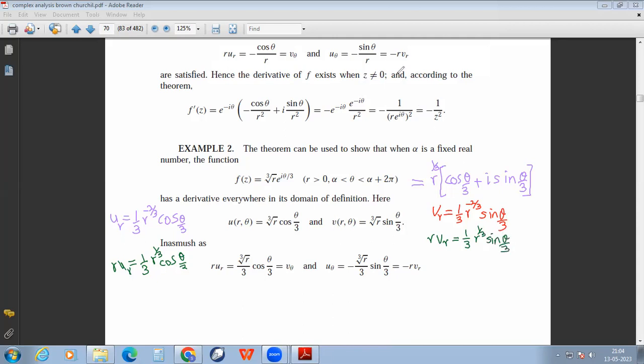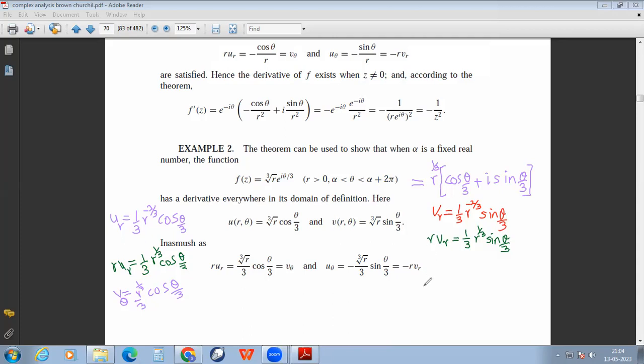Now let us go with derivatives with respect to theta. If I go with v_theta here, what will happen? It is r raised to 1/3 as it is. And the derivative of sine is what? Cos theta by 3 into 1/3, upon 3. So these two tally. So r u_r is v_theta.